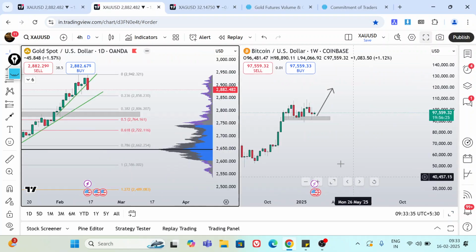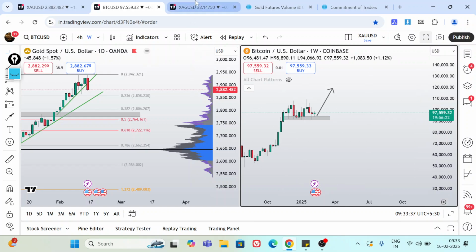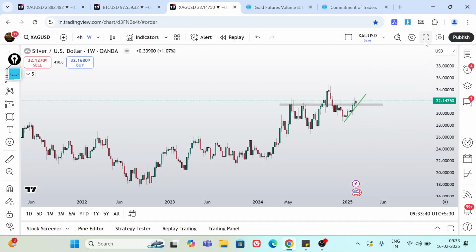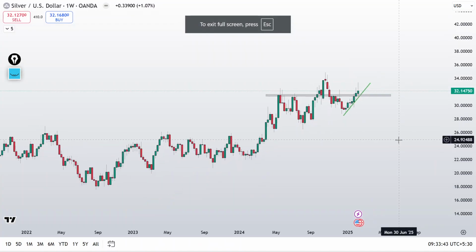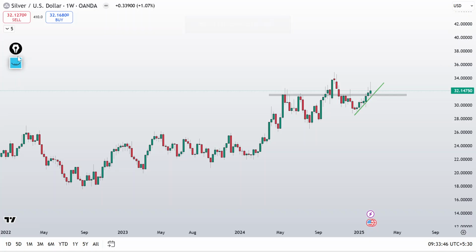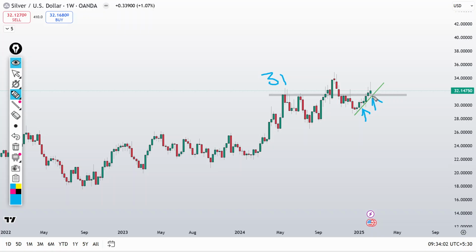Also, if we check the silver chart and Bitcoin chart, let's discuss those also. So silver is currently showing a very good bullish sentiment. This is the weekly chart, and you can see the price is currently taking support on this green trend line, and the lower support is around 3131. So yes, if price stays above this level and stays above this trend line on weekly, then silver is showing more bullish than gold.